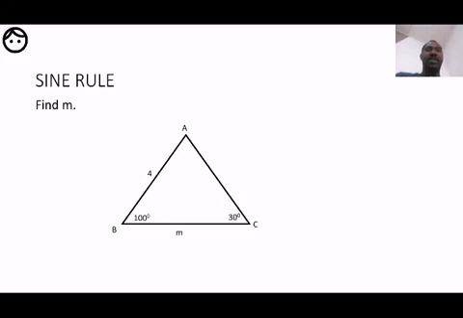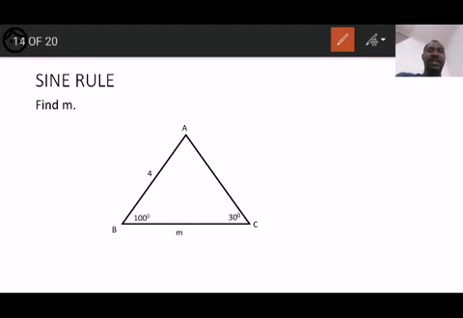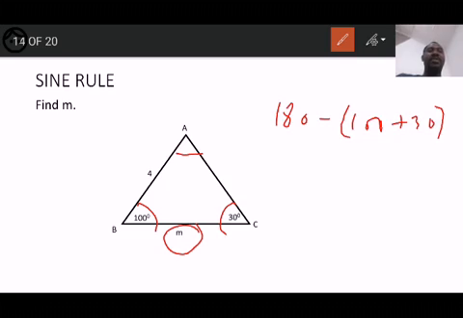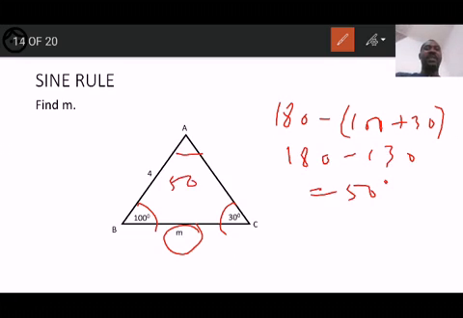Now we see another question here, but in this case we are looking for side M. If you notice here, the side M is not facing any angle. But we can find the angle, since the other two angles are given. This angle here is 100, this angle here is 30 degrees. So the remaining angle will be 180 minus 100 plus 30. Remember the sum of angles in a triangle is 180. So we add the two angles and subtract from 180. That's 180 minus 130, which gives us 50 degrees. So side M is facing the angle 50 degrees.